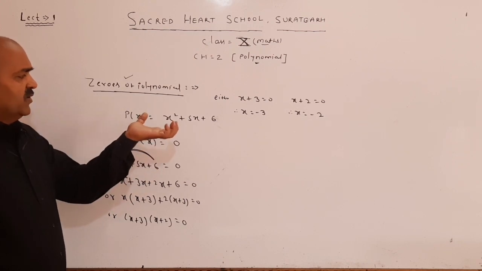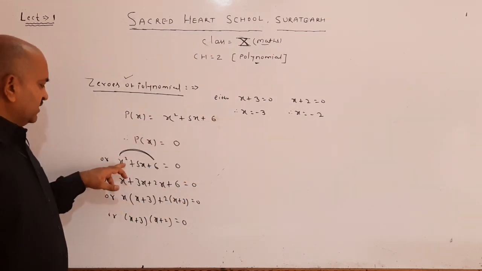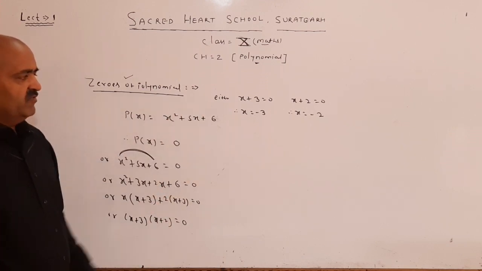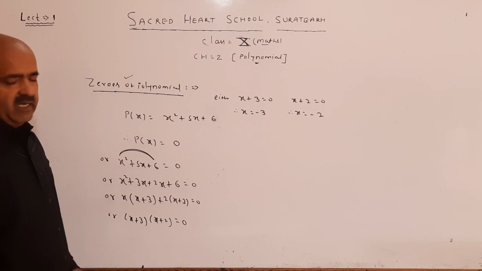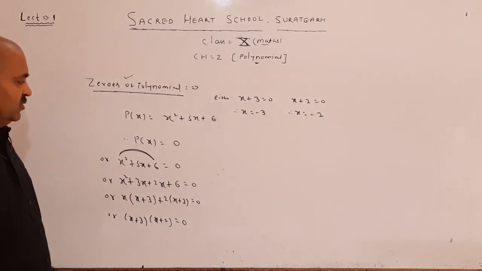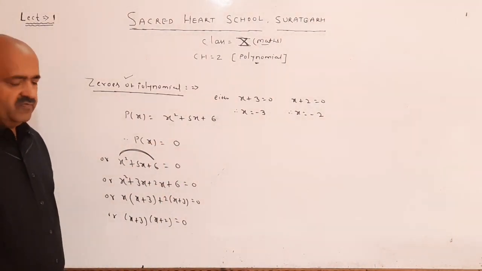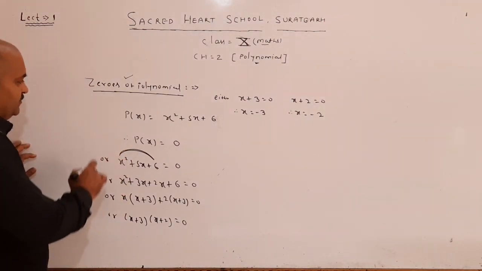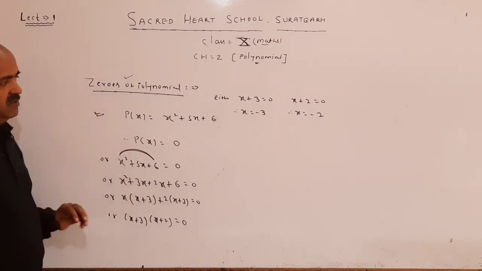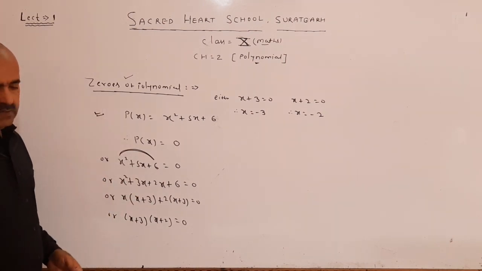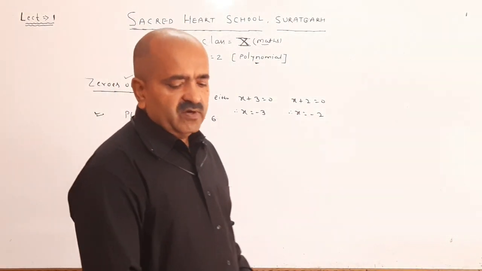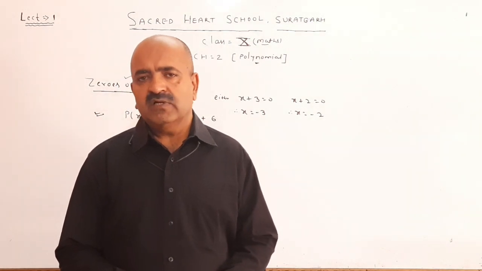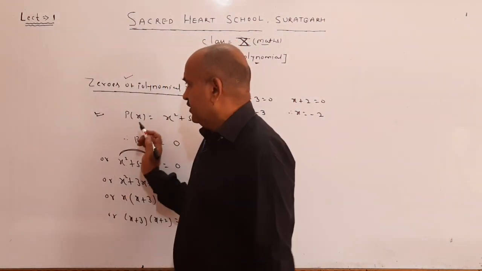So students, it means if we put x equals minus 3 here, the value of this polynomial we obtain is 0, and if we put x equals minus 2, then we also obtain 0. It means these both are zeros of the polynomial. So students, this is an example of a quadratic polynomial. Our topic, zeros of the polynomial, is now complete, because this exercise totally depends on zeros of the polynomial.